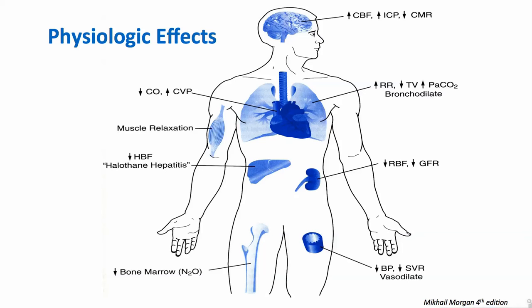All of our volatile anesthetics are bronchodilators. They have muscle relaxation effects, that's excluding nitrous oxide. They tend to drop the blood pressure by vasodilation, bottom right here, and usually cardiac output is actually maintained, even though it shows a decrease in this graphic representation.